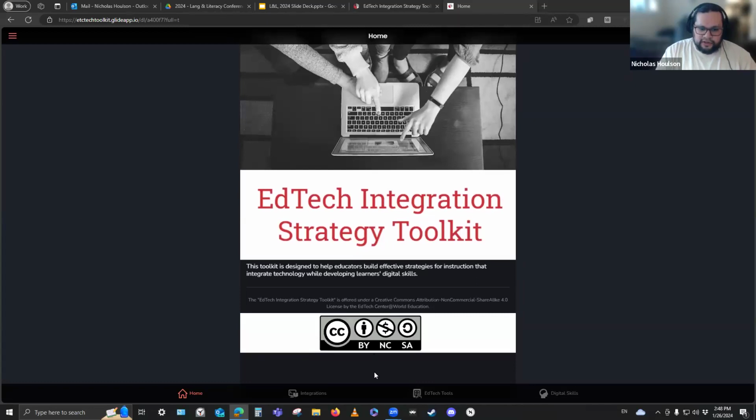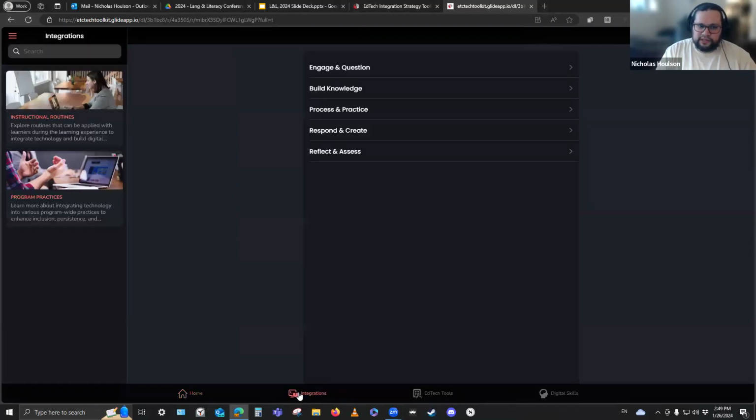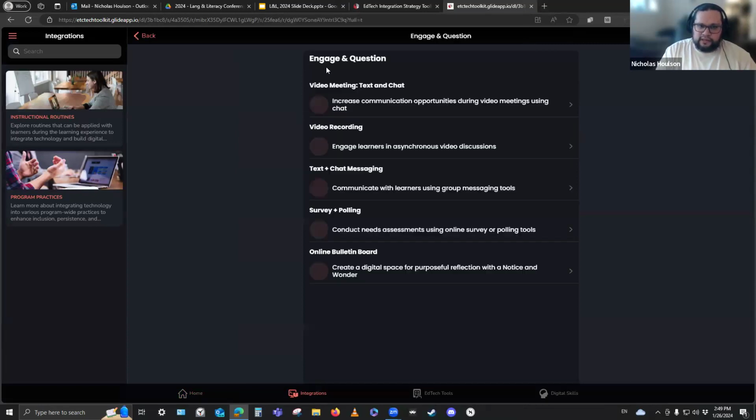Anyway, so here's our toolkit. I have to move my Zoom controls out of the way. The controls are on the bottom. They're divided into integrations, EdTech tools, and digital skills. So this is the organizational schema. If you go to something like integrations, you'll see several categories. And various routines and tutorials are included under these categories. Each of these will link to an informational resource.